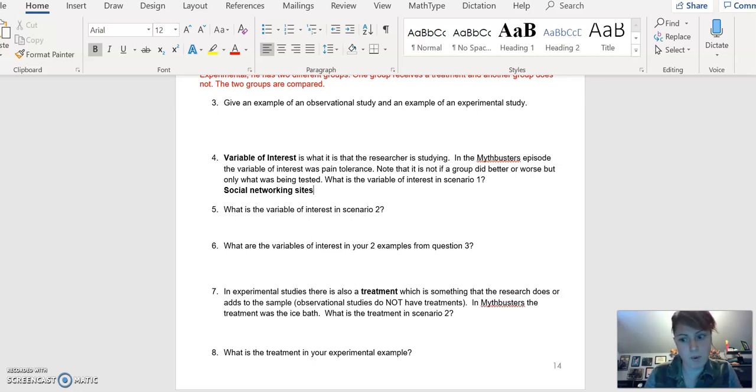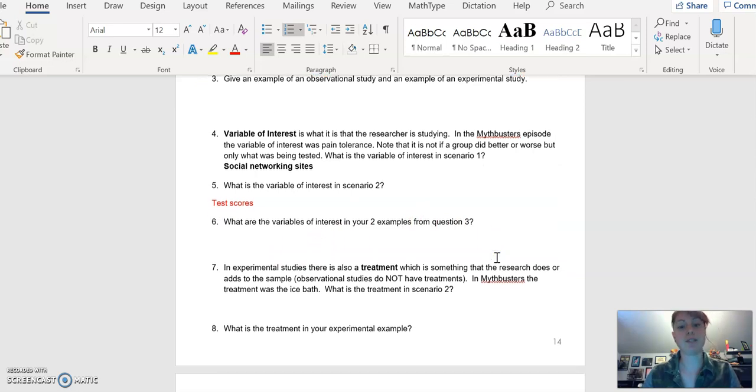Not like men or women or who, just who's using what. The variable of interest in scenario 2 is not the music. A lot of people think it's the music, but the music is what you're doing. The thing they care about is test scores. And what he's trying to do to increase the test scores is music.